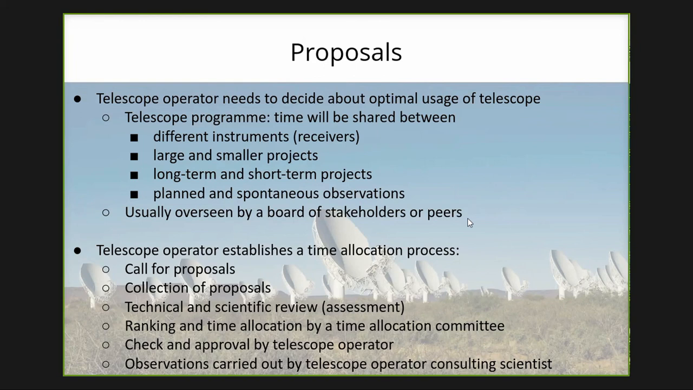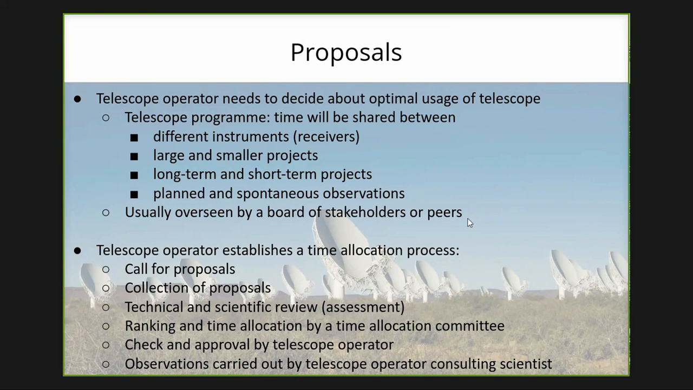So the telescope operator is the boss. And inside the company and inside the institute, there will also be a boss, which is in our case the director or the chief scientist. But they cannot do what they want, so usually they are overseen by a board of stakeholders or peers who will basically say afterwards, after the fact, well, what you have done is good or bad, and please do it differently in the future. So there is some sort of control, even though the telescope operator is basically determining what happens with the telescope at the time of the observation.